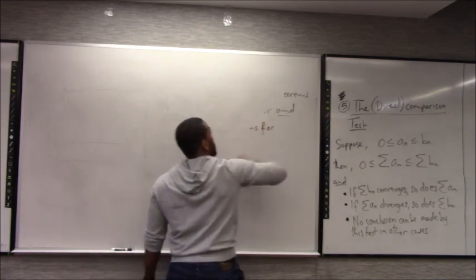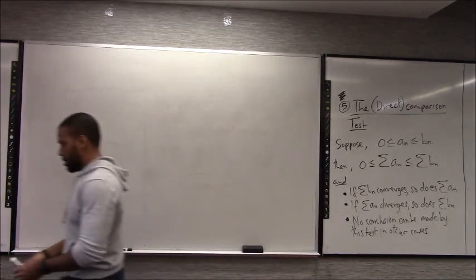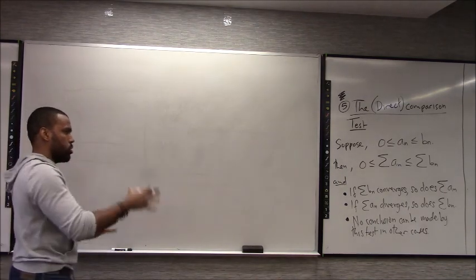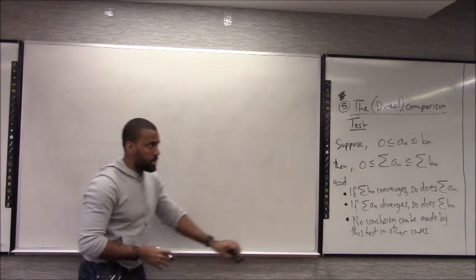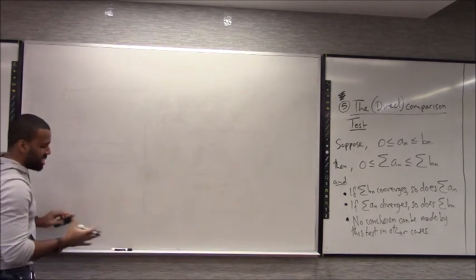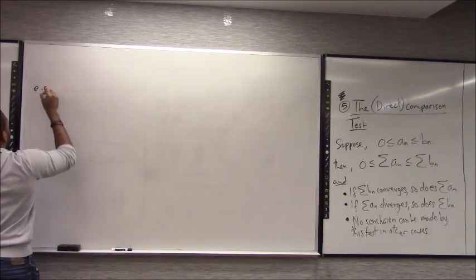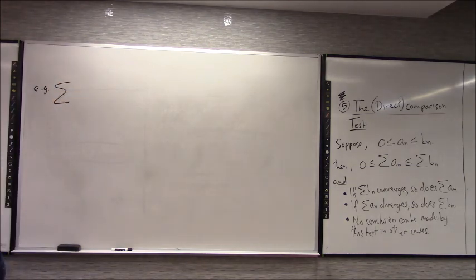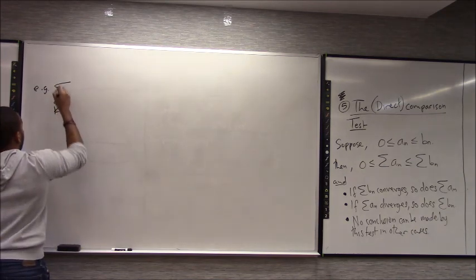Now, let's do an example for you to see how this is applied. Later on, I'm going to mix some examples together of when you would use different tests. So, in the meantime, I'm just going to give 1 or 2 examples per test so you can see how they would be applied. So, example. Suppose you are given the series, just to switch it up, k equals 1 to infinity.